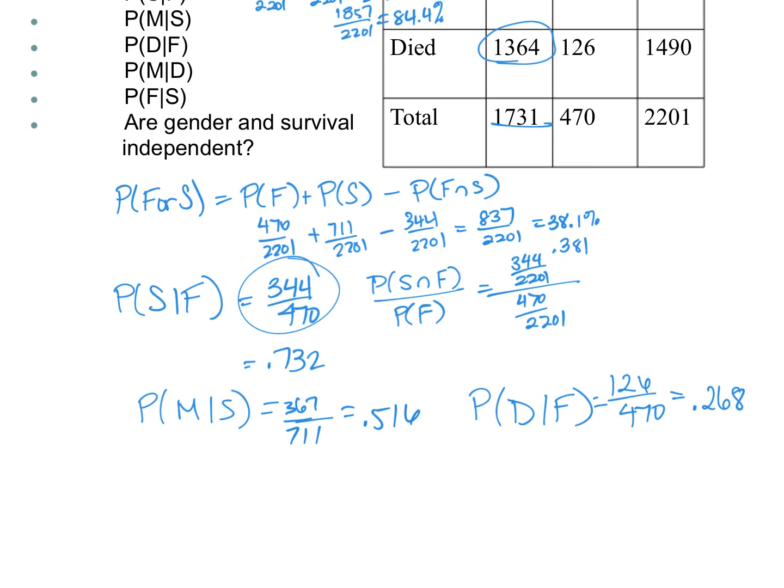Yep. And then what's the probability that you're male given that you died? So we took only the people that died. We randomly selected one of those passengers. What was the probability it was a male? 1364 over 1490. 0.915. 91.5% of those that died were male.